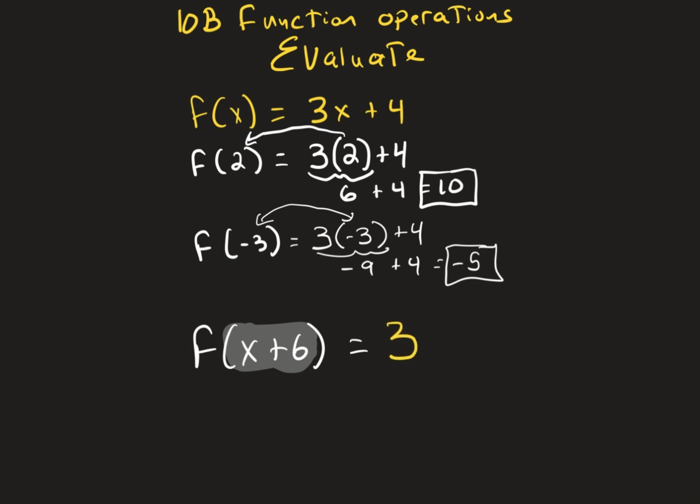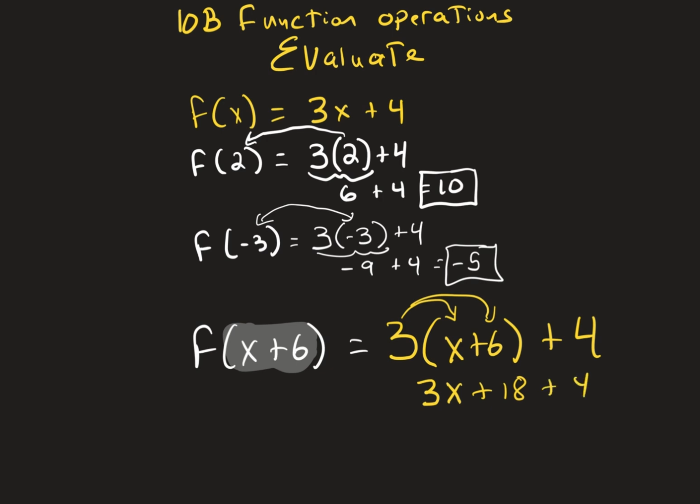So this is going to be 3 times, I'm substituting the x with x plus 6. I still have to add 4 onto the end. Now you've done these pieces, you distribute. 3 times x is 3x. 3 times 6 is plus 18. And then we've got the plus 4 at the end. Combine your like terms. 18 plus 4 is 22. So f of x plus 6 is just 3x plus 22. We don't have an answer, but we've got a new rule.